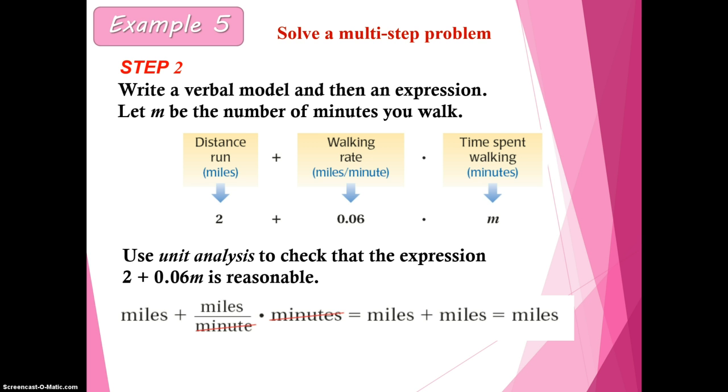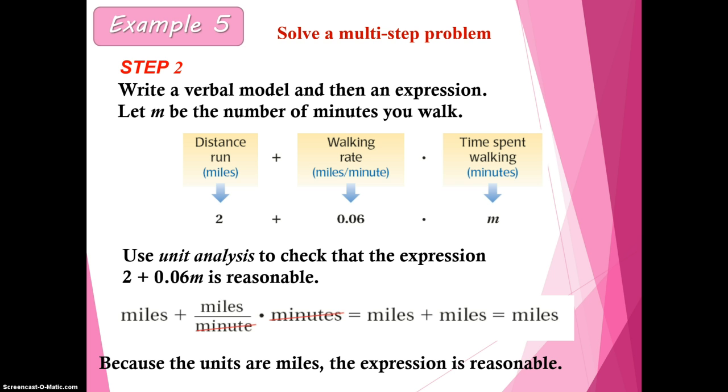Miles plus miles per minute times minutes will give you miles plus miles, which gives you miles. So our conversion is correct. Because the units are miles, the expression is reasonable.